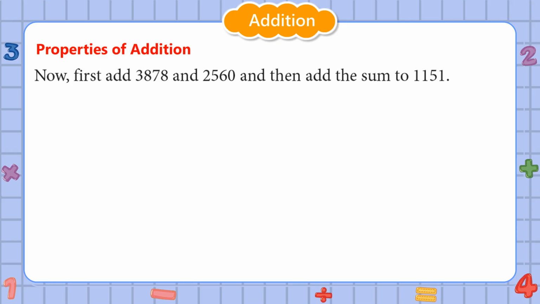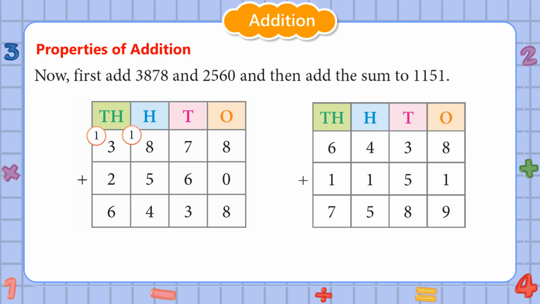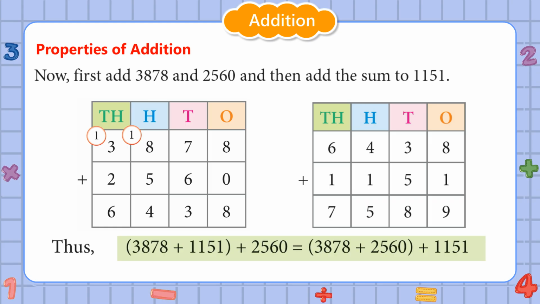Now, first add 3,878 and 2,560 and then add the sum to 1,151. 3,878 plus 2,560 is 6,438. Now, 6,438 plus 1,151 is 7,589.